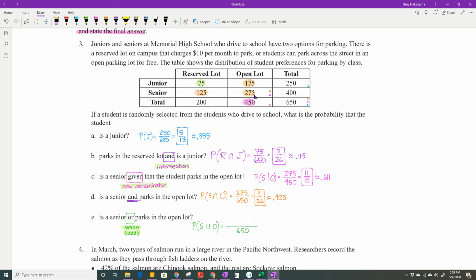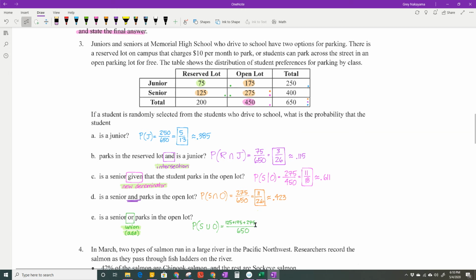Okay. Now I'm going to add anybody that is senior or parks in the open lot. So that is all of these that are highlighted in orange. Okay. So I actually put them down like this. Okay, put my little dots on that side because it was getting a little confusing. So this is what all of these numbers are. 125 plus 175 plus 275. Now, that's how you can do it from a chart, y'all.